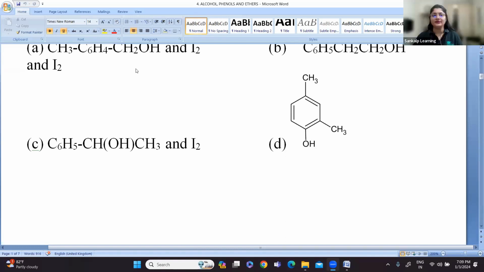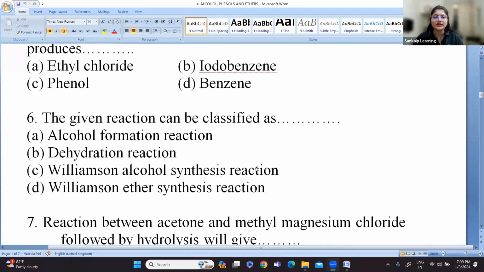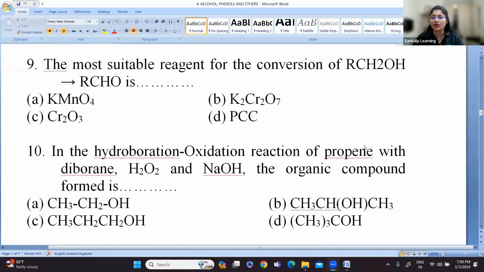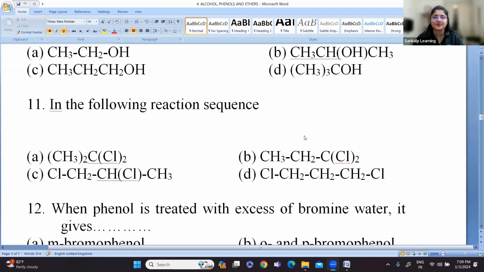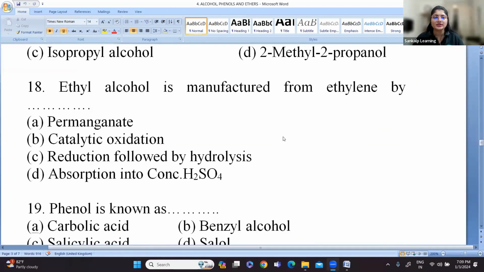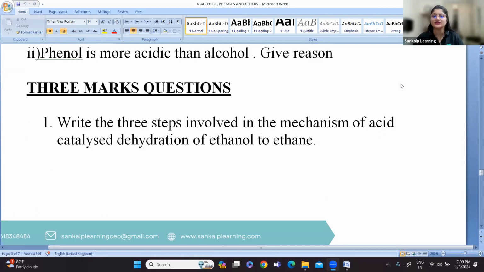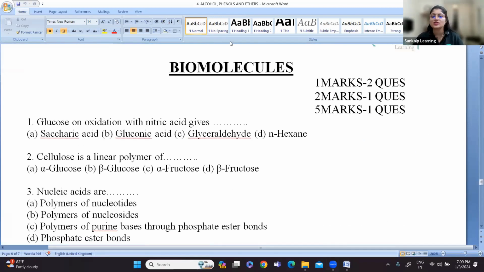Then we are moving to the next chapter, that is biomolecules. This is the next chapter which we are going to discuss. So what are biomolecules, students?